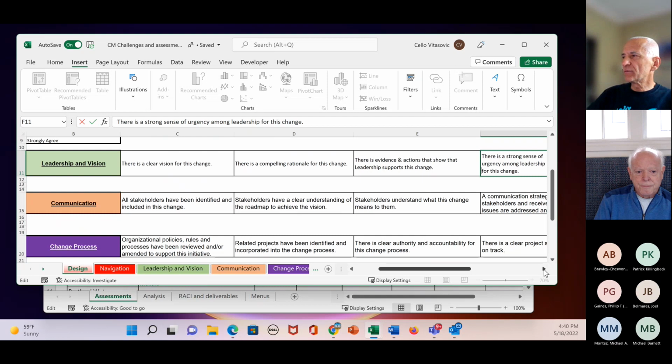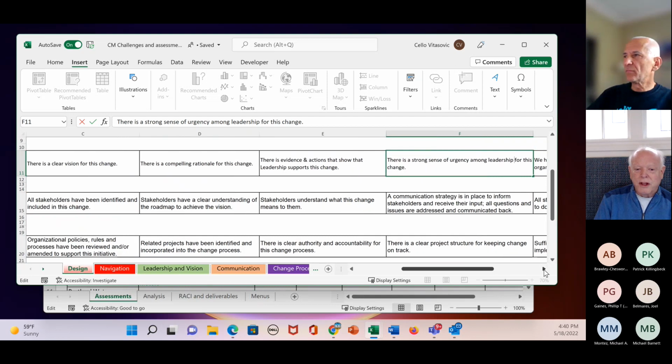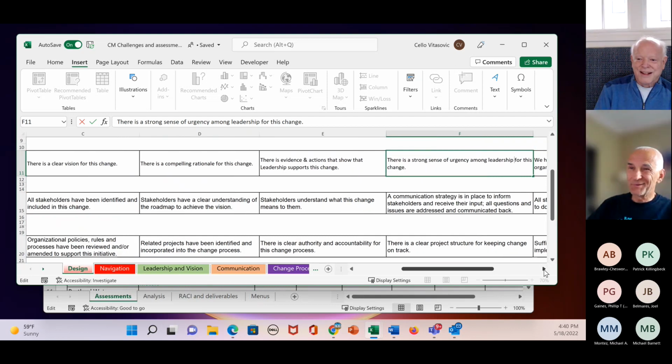Should I read these or just? We like the way you read. Oh, sure. It allows people to think about it as you're saying it, maybe.